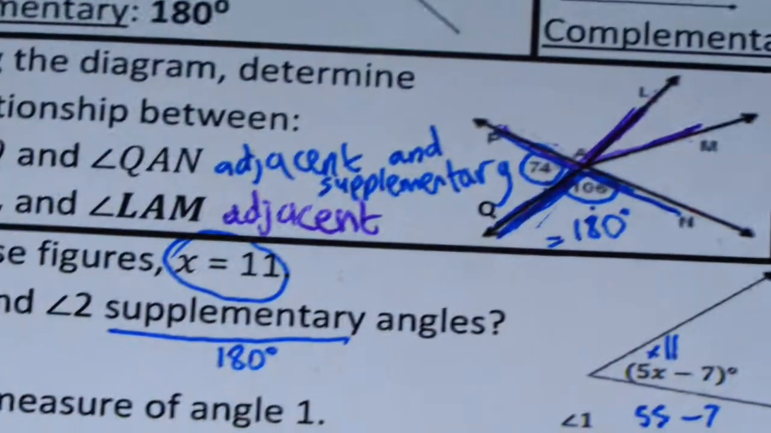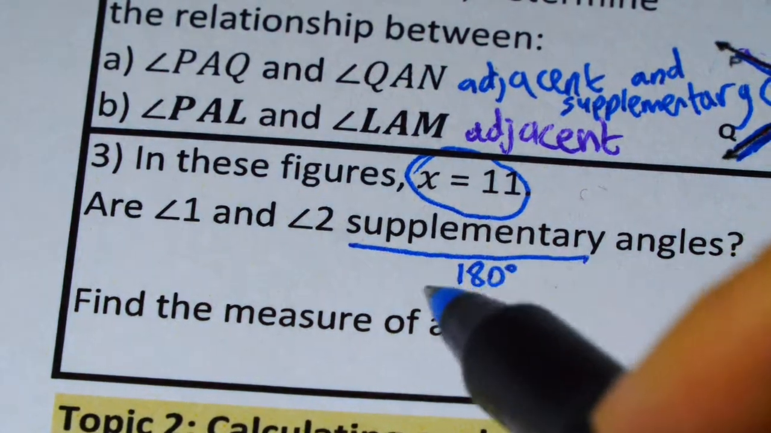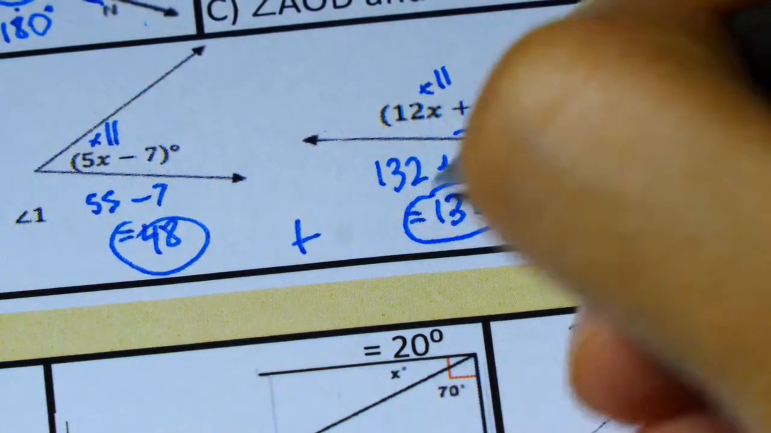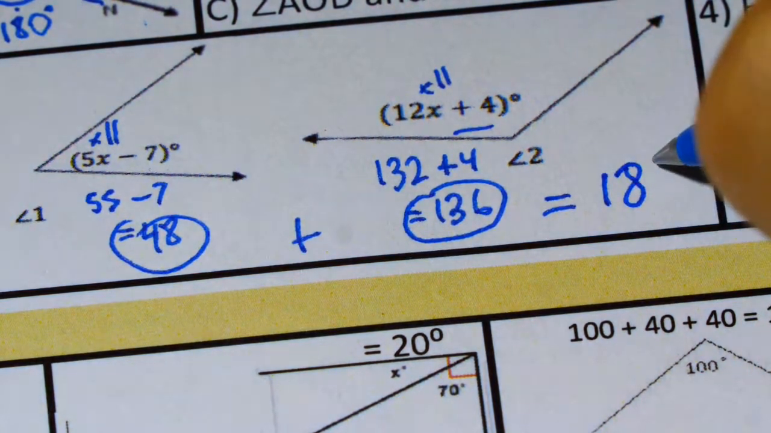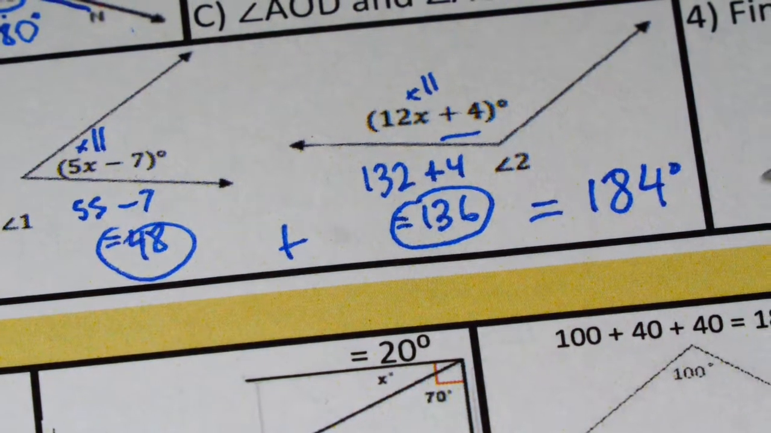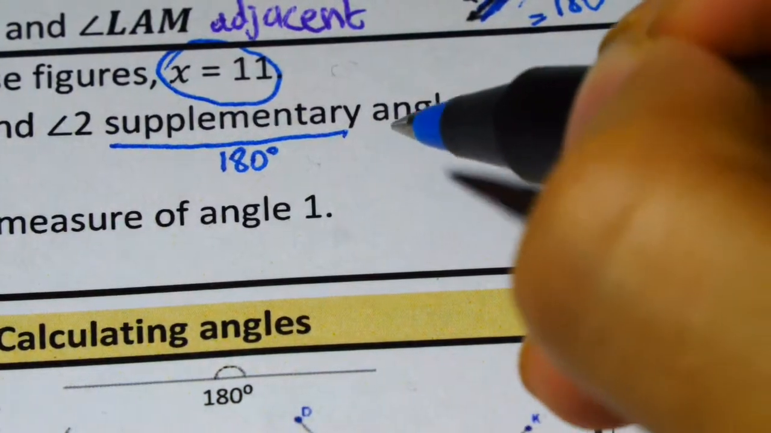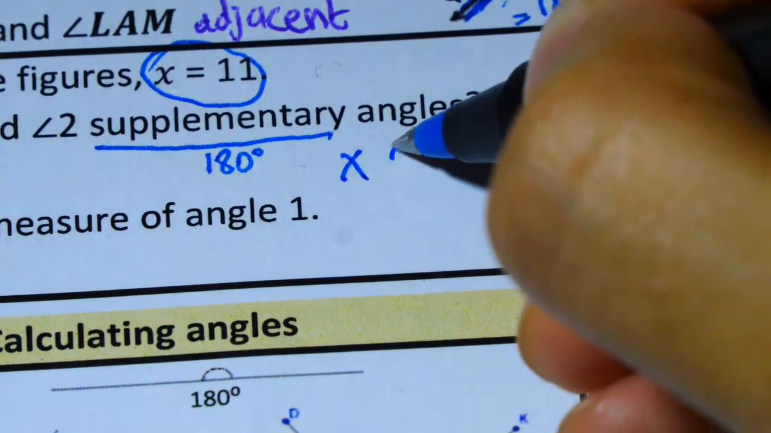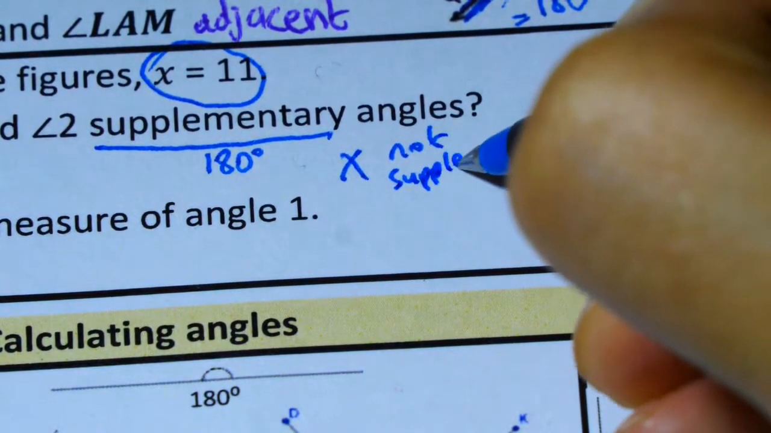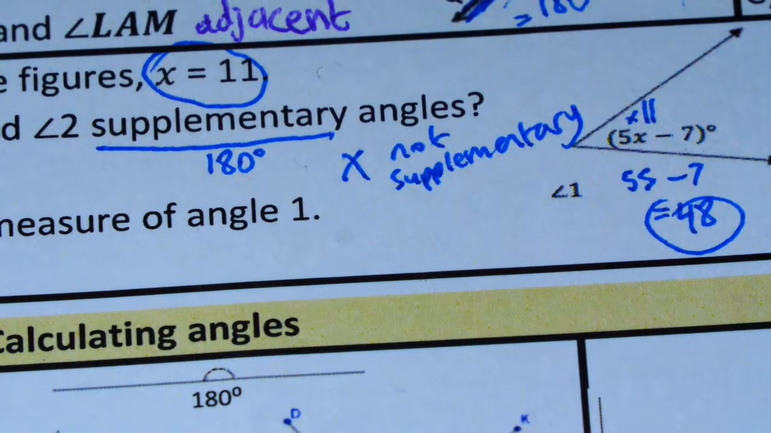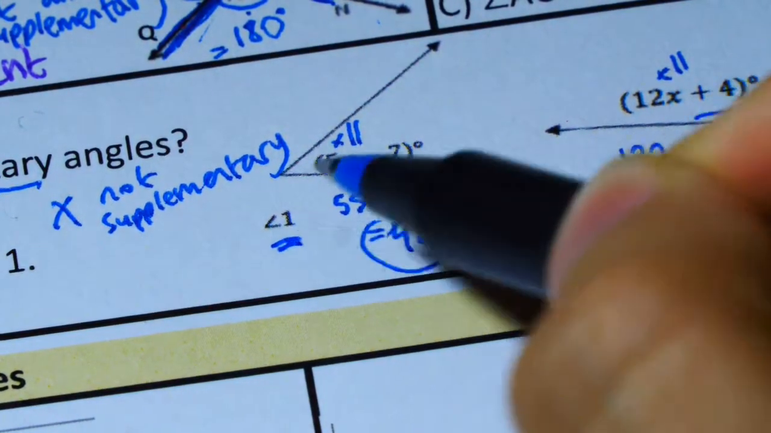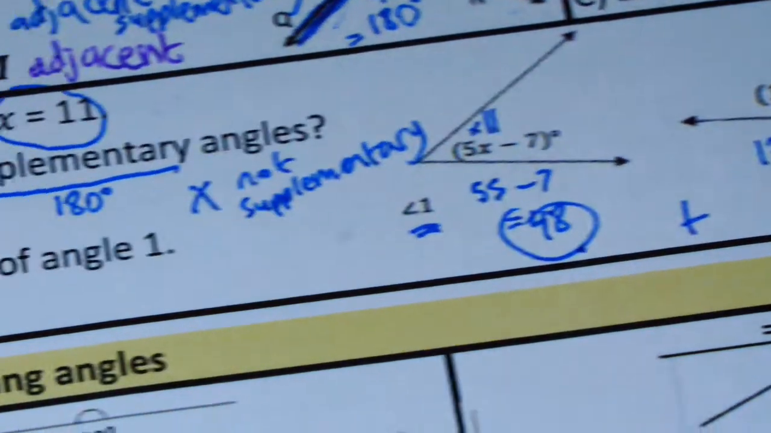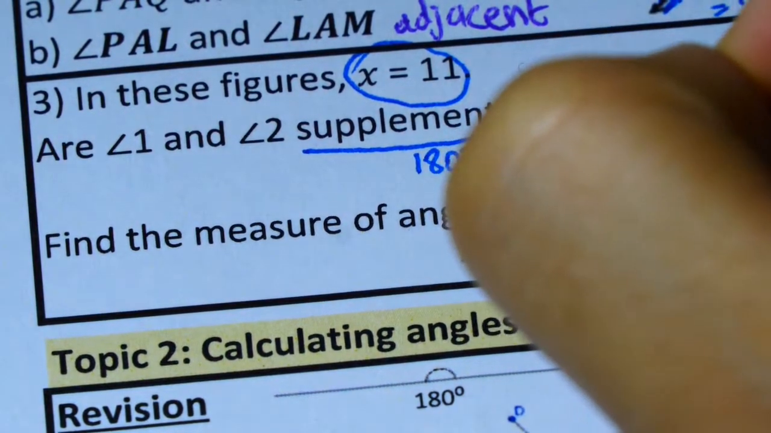The question says, are they supplementary? Do they make 180 degrees? So if I do 48 plus 136, I get 184 degrees. It is not 180 degrees, so they are not supplementary. Find the measure of angle 1. This is angle 1, and we found the angle is 48 degrees.